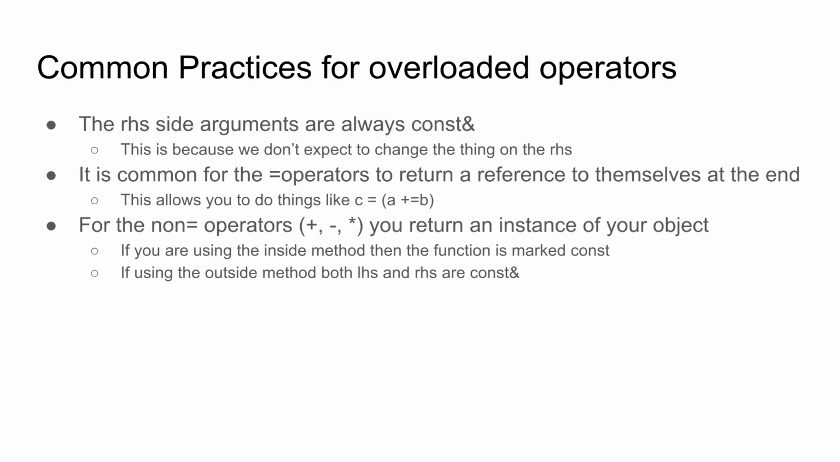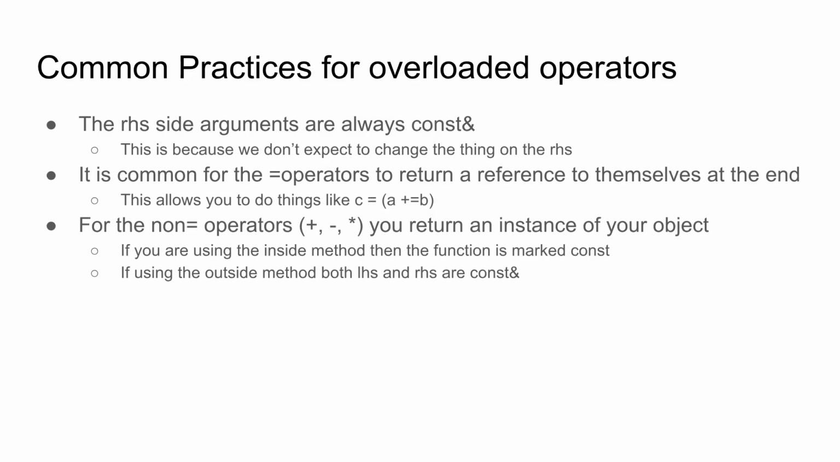Some common practices: the right-hand side arguments are always const references. This is again because when you're doing a plus b, a minus b, a times b, do you expect b to change? No. The operator equals will always return a reference to themselves. For the non-equals operators, you'd return a copy of the object. Also, that function should be marked const on the outside of the function because you shouldn't be changing yourself, right? When you do a plus b, should a change? I wouldn't think so, right?